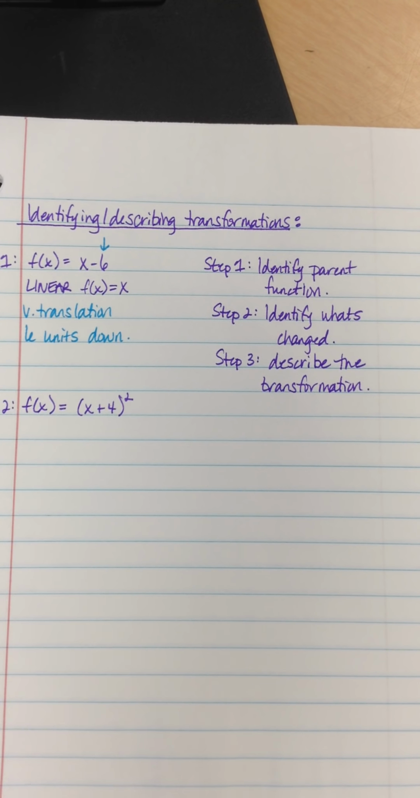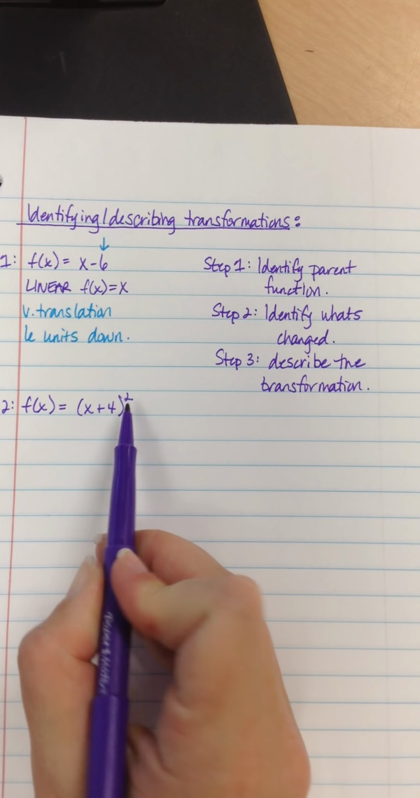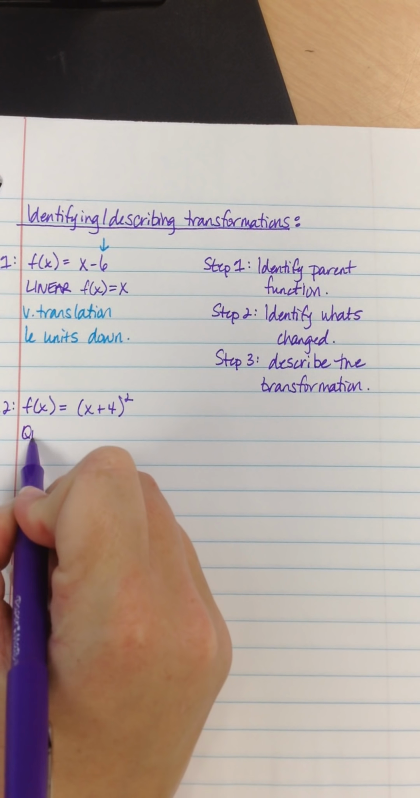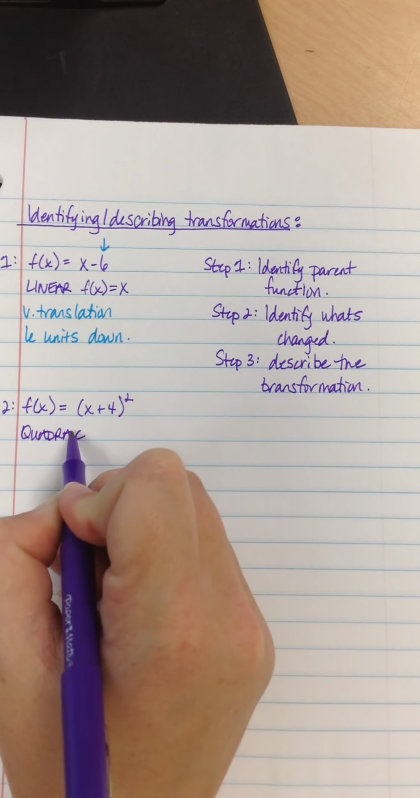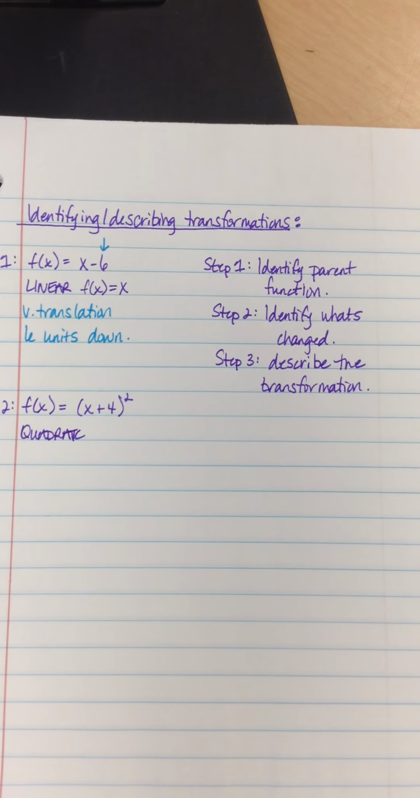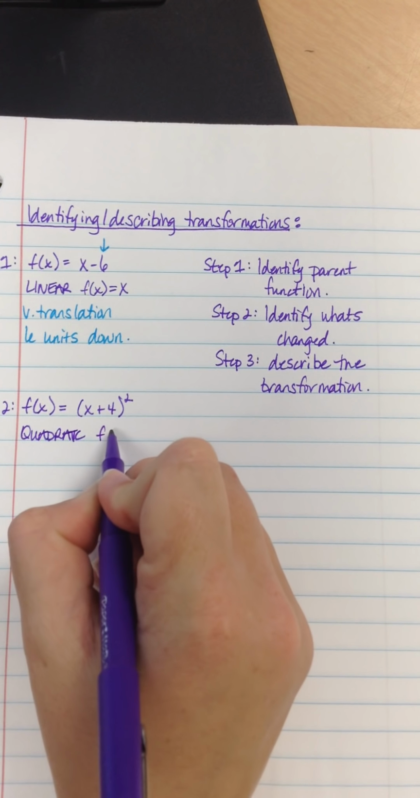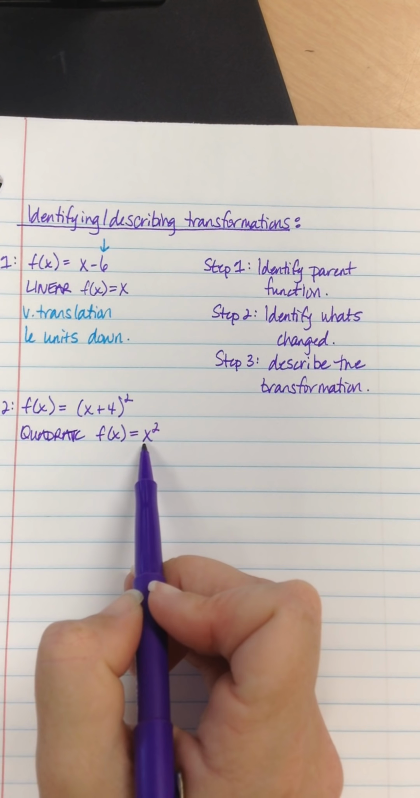Okay, identifying the parent function. That's squared. That should tell you automatically that you're looking at a quadratic. Whoops, maybe I should learn to spell again. Glad I'm not a spelling teacher. Quadratic, and the original equation for a quadratic is f of x equals x squared. This is what we started with.